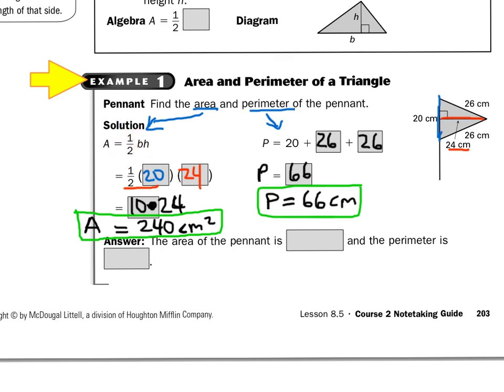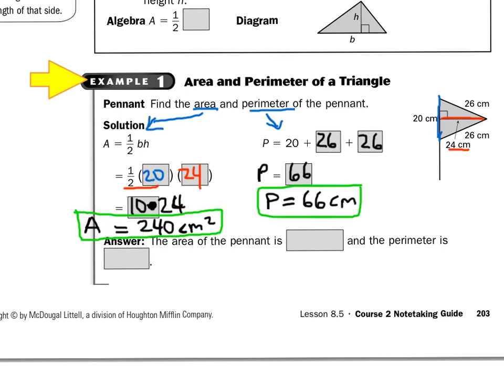And I want you to notice with your blue, make the base, the 20 centimeters blue, and then the height has to touch it at a right angle, make that red. And that would be 24. So I just plug in the numbers. It's 1/2 times the base, which is 20, times the height, which is 24. Well, remember, half of 20 just makes 10. So 1/2 times 20 is 10, and then bring down the 24. 10 times 24 would be 240.